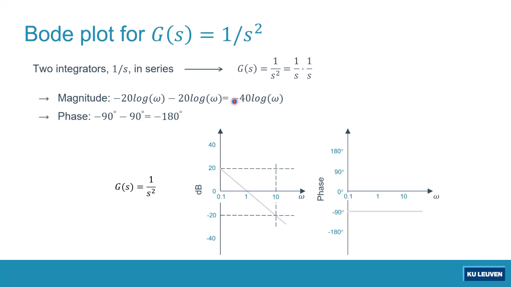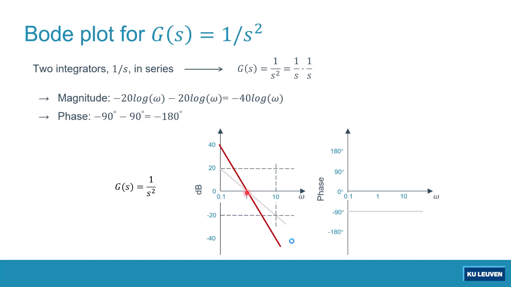So the phase plot then, if this gray line for the first plot is the magnitude of a single integrator, for double integrators it will be just simply like this. It's a linear plot here with a gradient of negative 40 dB for 1 decade frequency increment. Again, this plot still crosses the origin.